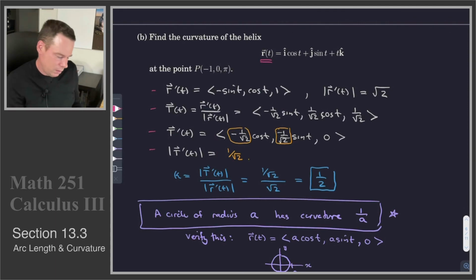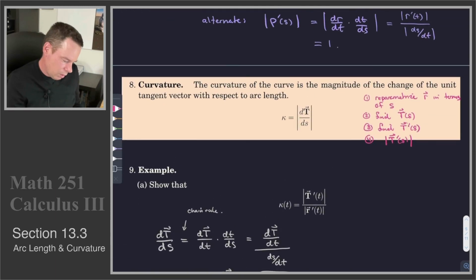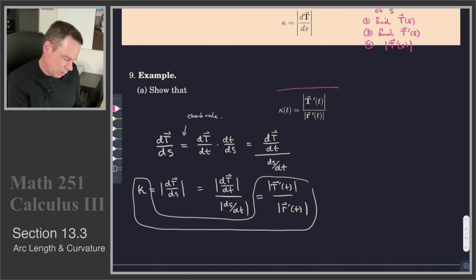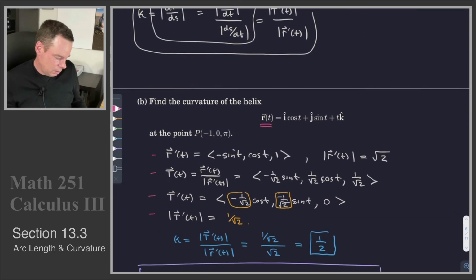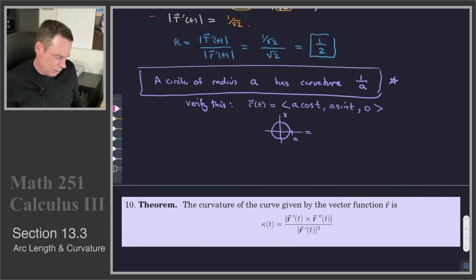Can we avoid that? From the definition, we've already avoided step number 1. We didn't have to re-parametrize. That's what this formula allowed us to do. Now can we get a new formula that doesn't even involve capital T, that doesn't involve a normalization happening? And the answer is yes, we can.